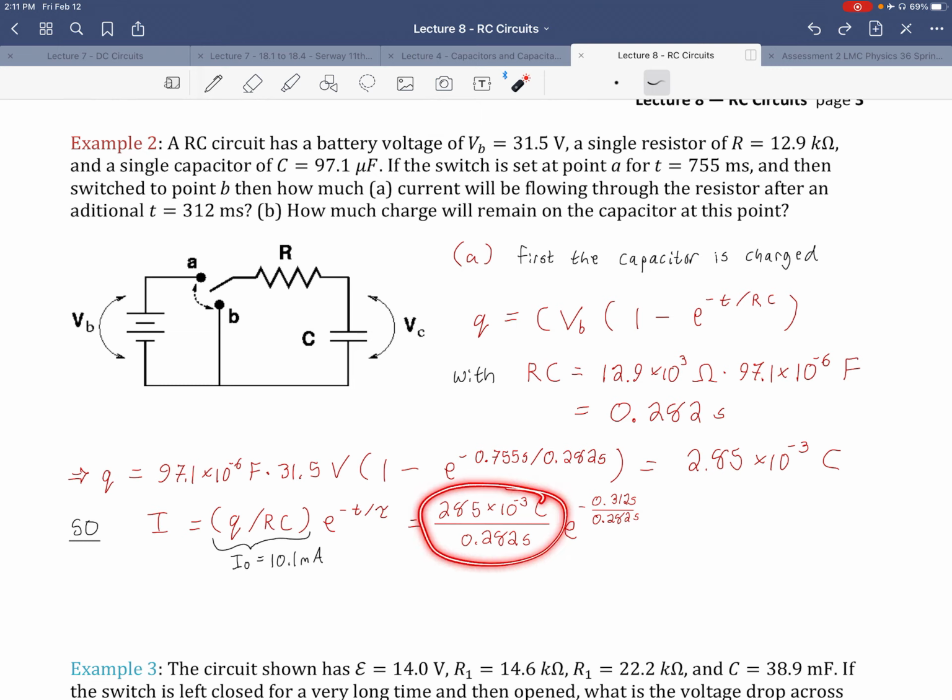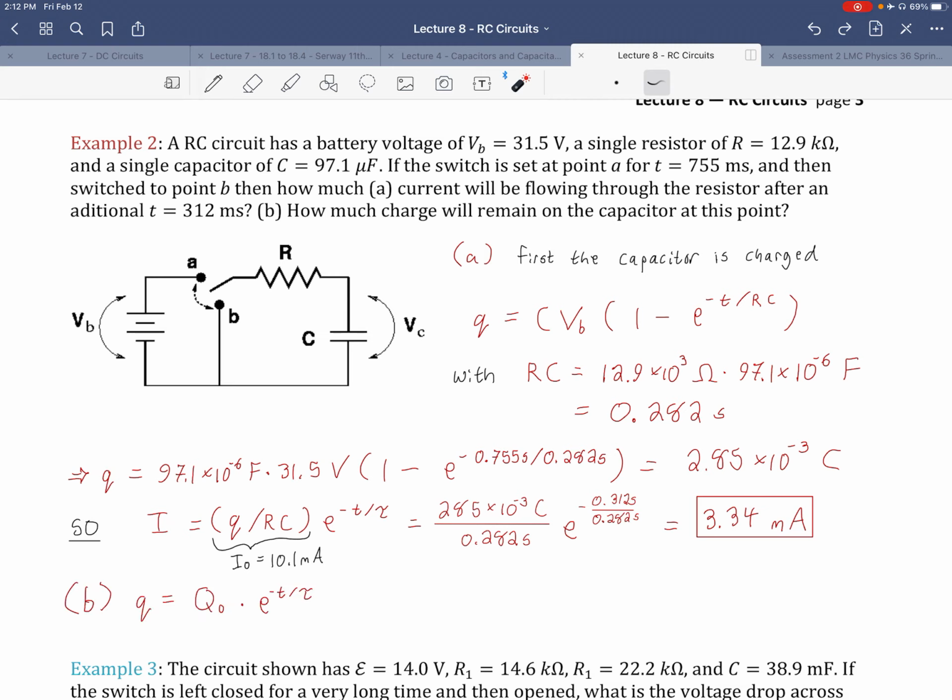Here I just go ahead and plug in the values of Q and RC. RC I just put in because I already had calculated it before. And here I'll put in my elapsed time of 312 milliseconds, because that is the additional time, or in other words, the time the capacitor discharges, and I get 3.34 milliamps. This is good to think about because we can really see that in this amount of time it's gone down substantially. There's been a significant drop in the initial current flow, just as we expect.